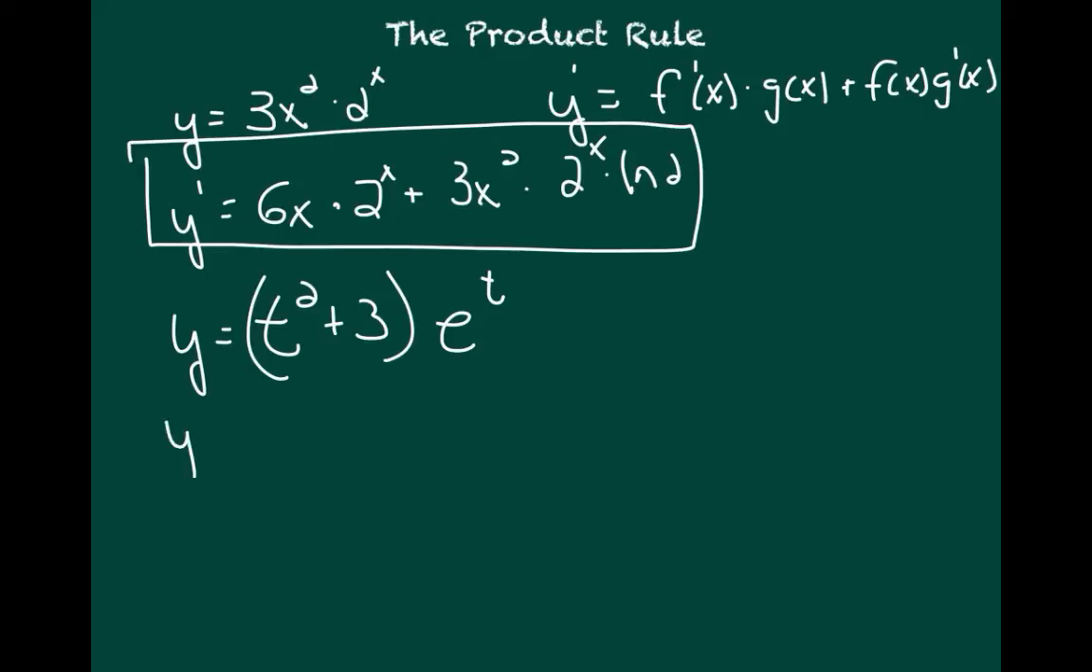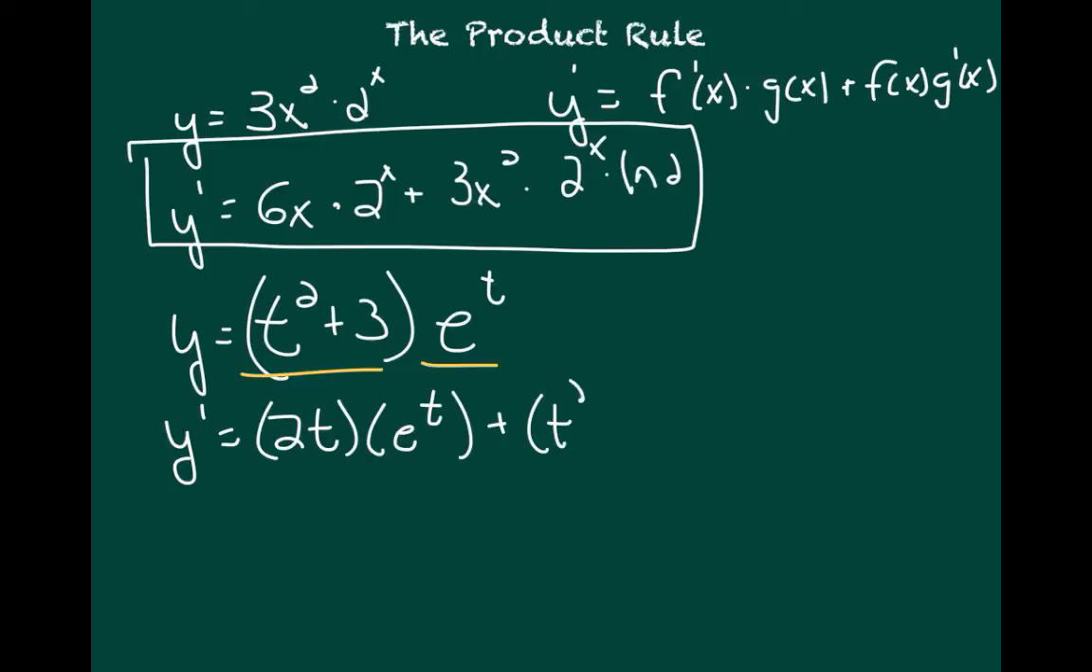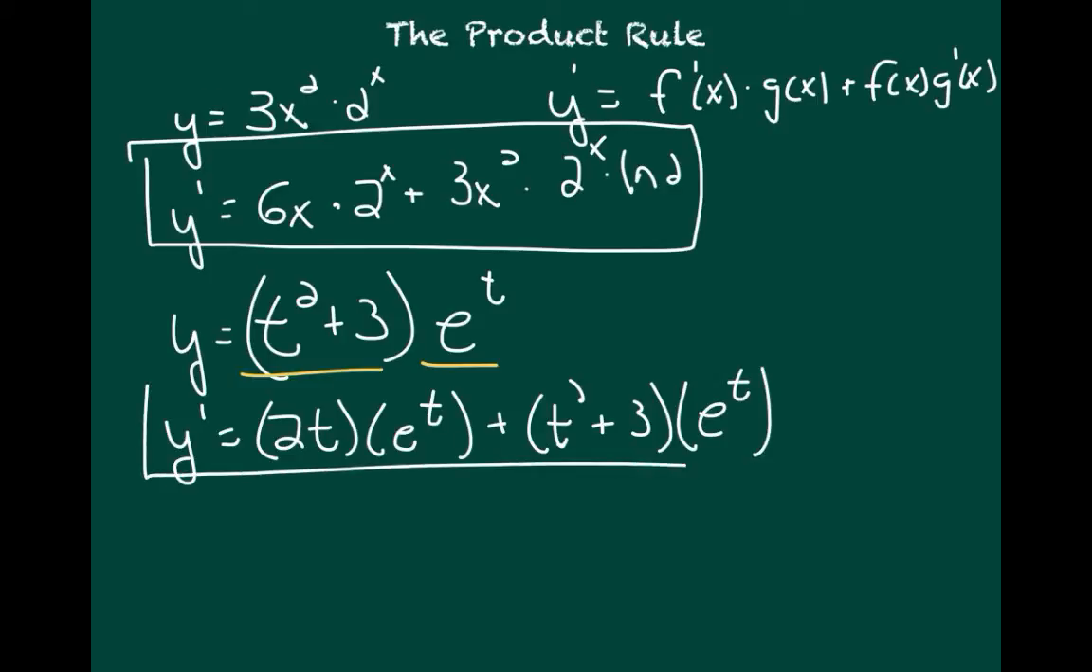Okay, well, we're going to use the product rule here because we have two functions. t squared plus 3 is one, and e to the t is the second, and we're multiplying them together. So the derivative of t squared plus 3 is 2t times the second function, which is just e to the t, plus the first, which was t squared plus 3, times the derivative of the second, which is easy because e to the t is its own derivative. So we get e to the t again. But that's how you do the second problem.